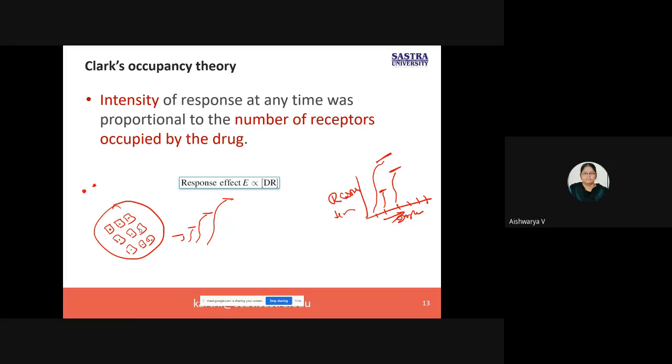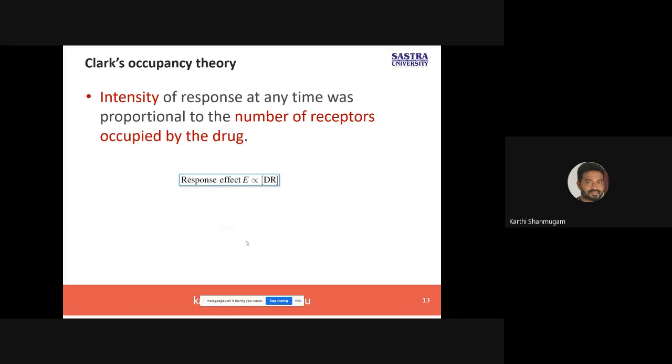Yes, right? Okay. If you have any doubt, you can stop me, right? So here we can formulate the expression: the response effect E is directly proportional to DR, which means that the effect is proportional to the number of receptors occupied by the drug molecule, that is, the concentration of the drug receptor complex. That is the second assumption he made.